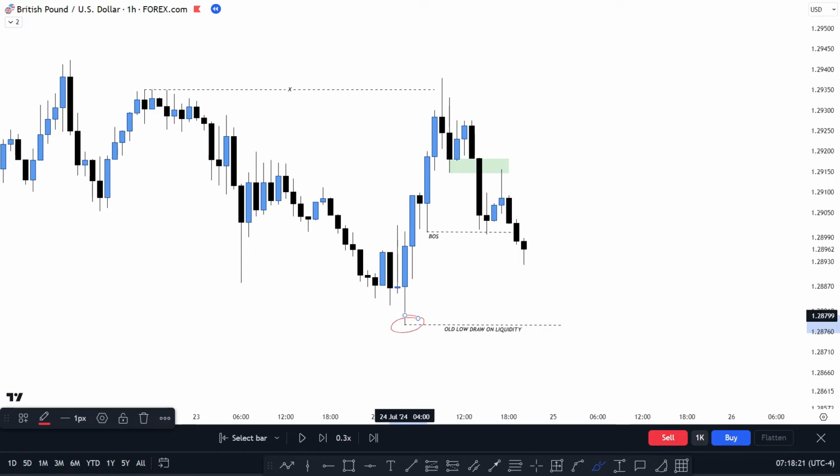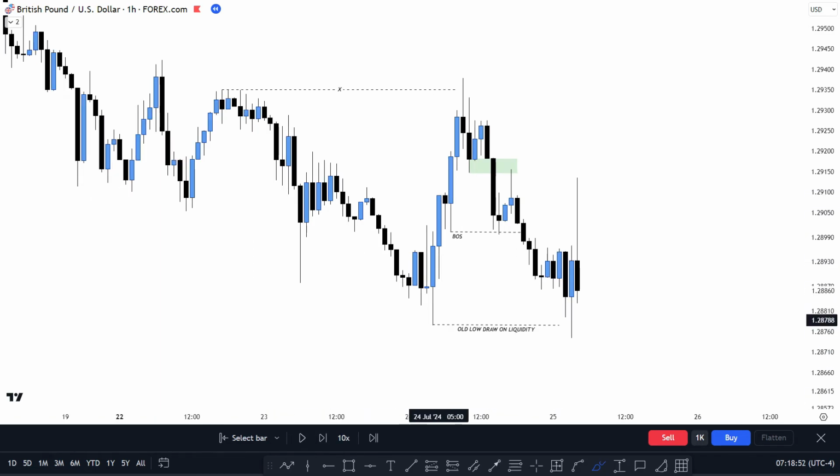Just like I stated, old session lows or old session highs, or previous day lows or previous day highs, or just plain old lows and old highs also can be used as draw on liquidity. Now let's play price and see how price reacts to this draw on liquidity. And just like that, as you can see, price came and swept this draw on liquidity because this was one of our main liquidity points.